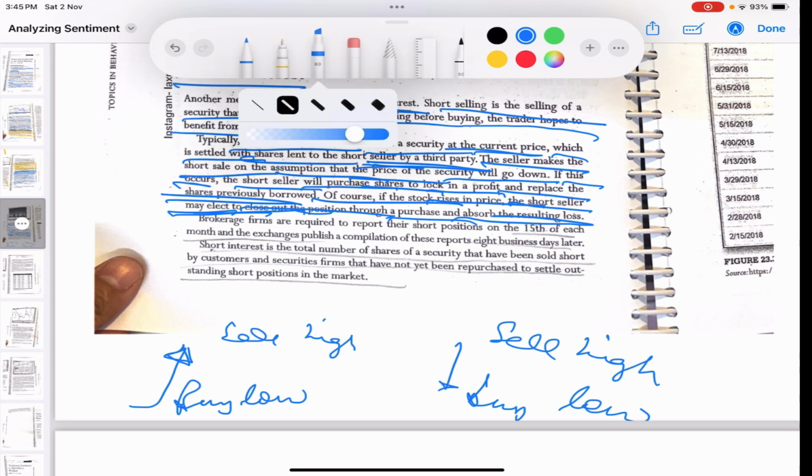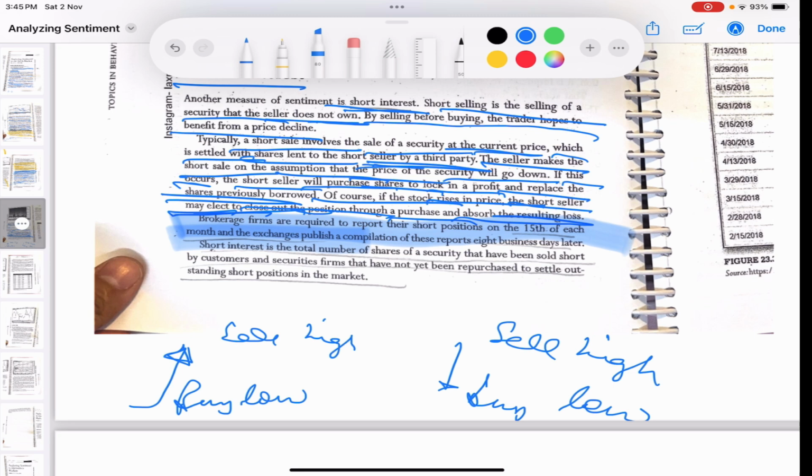Brokerage firms are required to report their short positions on the 15th of each month, and the exchanges publish compilation of these reports 8 business days later. So one thing you need to keep in mind is that the brokers are supposed to provide their data of how much short positions are open, but you need to understand that this data is being published after 8 days. Sorry, after 8 business days. So there is some sort of a lag, right? In those 8 days, a lot of things might have changed, so you don't know about that.